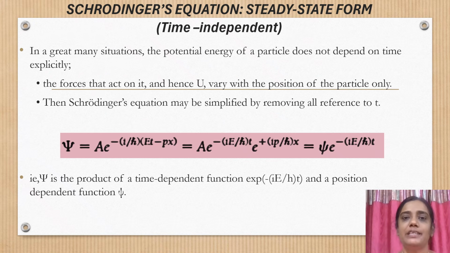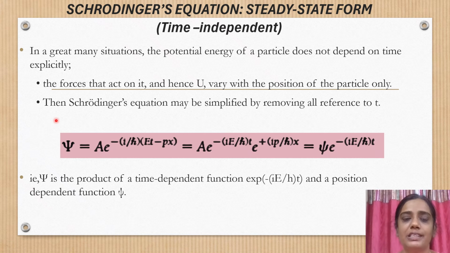In a great many situations, the potential energy of the particle does not depend on time explicitly. Therefore, the force that is acting on the particle will vary with respect to position only and not on time. Therefore, the Schrodinger time dependent equation can be simplified into the Schrodinger time independent equation by removal of all time factors in it. Now we write the unrestricted particle equation.